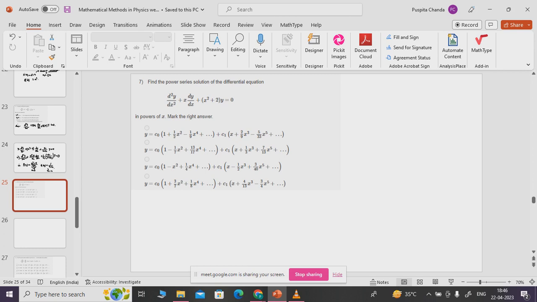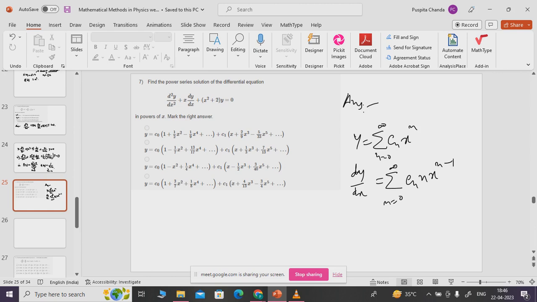Okay, so for the power series solution, we need to assume y is the sum of Cₙ xⁿ, where n runs from 0 to infinity. Please keep it in mind. So dy/dx will be the sum of Cₙ n xⁿ⁻¹, and d²y/dx² will be the sum of Cₙ n(n − 1) xⁿ⁻².